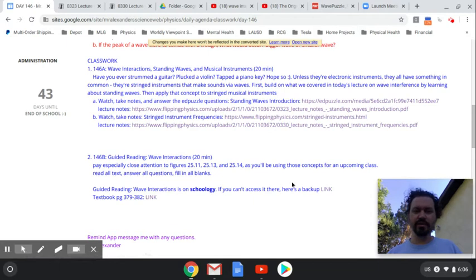If you can't get onto Schoology, you can access the guided reading document here, and then you can just upload it on your own. And that's it. Tomorrow we're going to have a quiz and see how you're doing so far with all this waves stuff, and go from there.